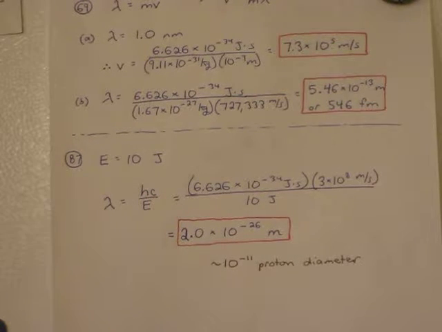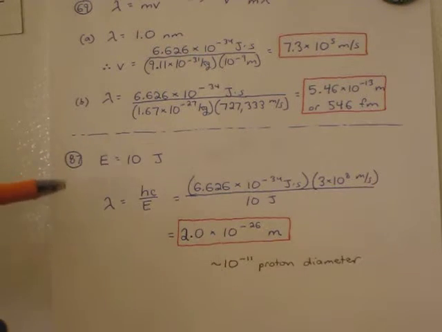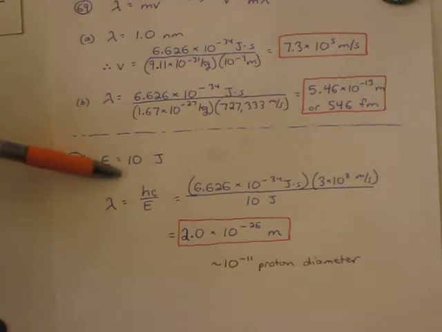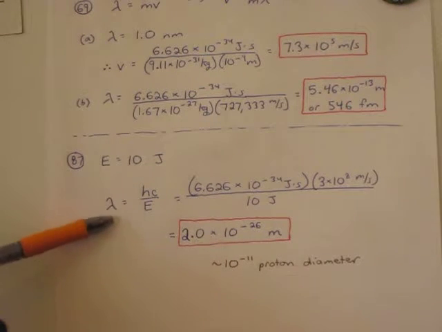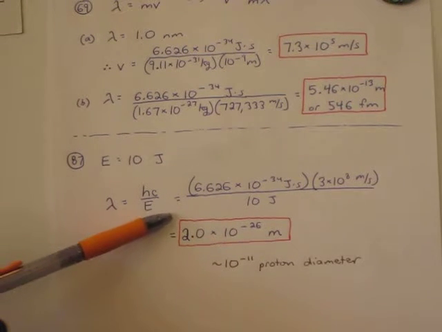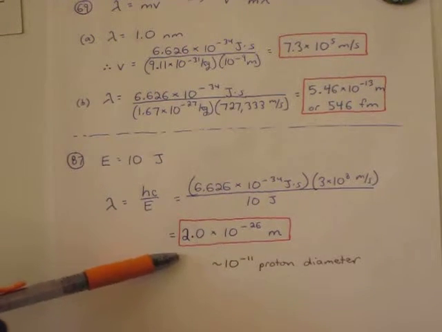The last problem of this set, number 87. Cosmic rays with photons of an exceedingly large 10 joules of energy. Find the wavelength of such a photon. Energy is 10 joules, so wavelength equals Planck's constant times speed of light divided by energy. Plug in those values, and we get 2 times 10 to the negative 26 meters.